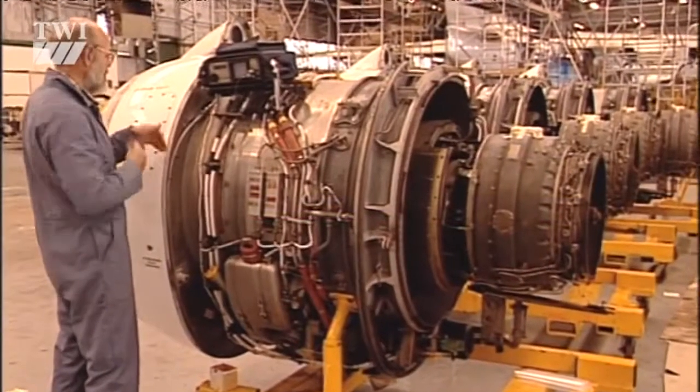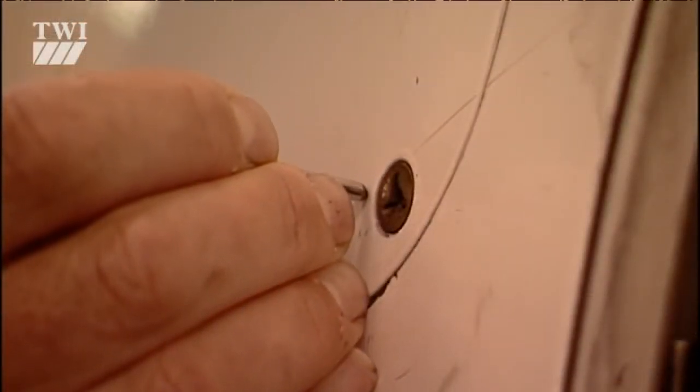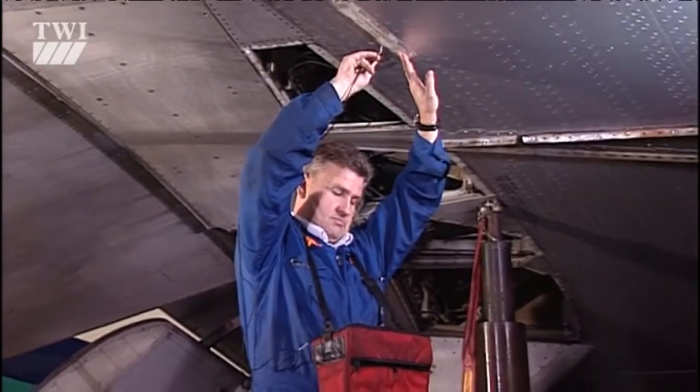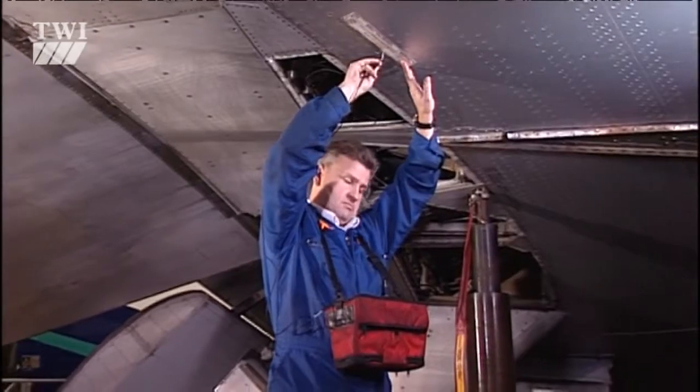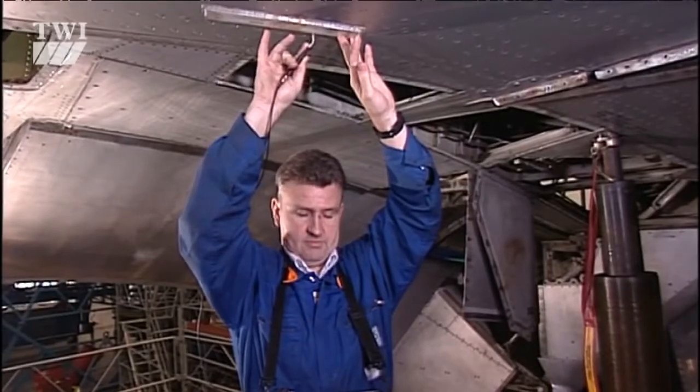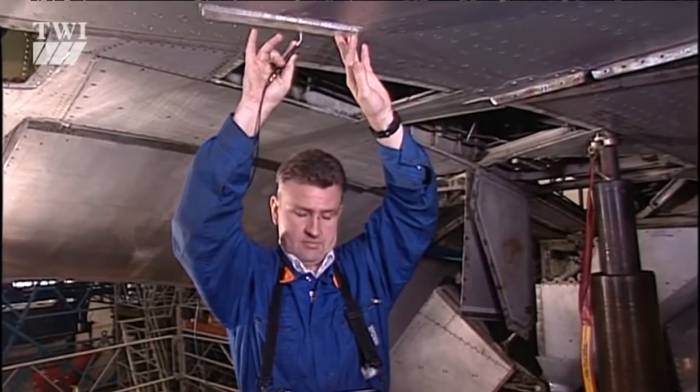Eddy current methods are used for surface inspection of both non-ferritic and ferritic materials. Eddy current penetration is deeper on non-ferritic materials, so it's also used for special applications with thin components, such as in the inspection of multiple layer airframe components for cracking or corrosion thinning.